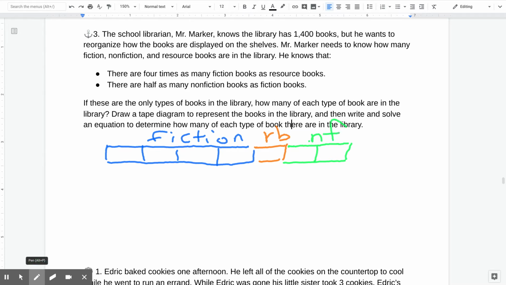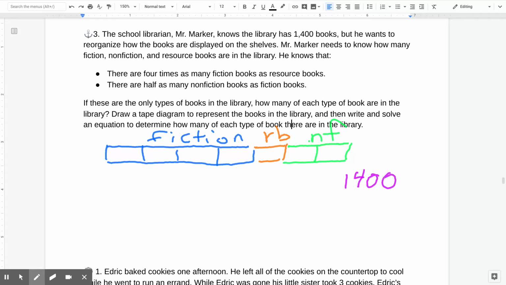Okay, so all of those together are equal to, come on, pen. They are all equal to 1,400. Let me check that. 4 times as many fiction books as resource books, half as many nonfiction books as fiction books. Okay, so that gives me 1, 2, 3, 4, 5, 6, 7 different sections.